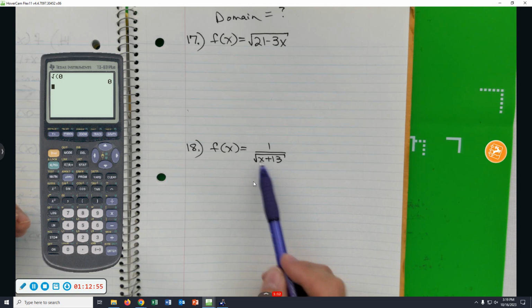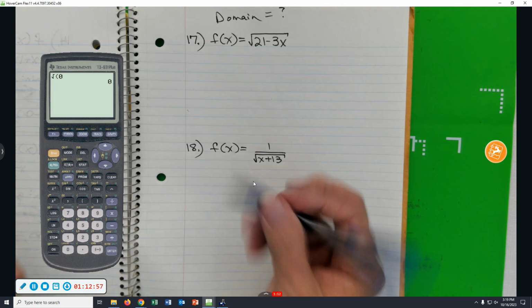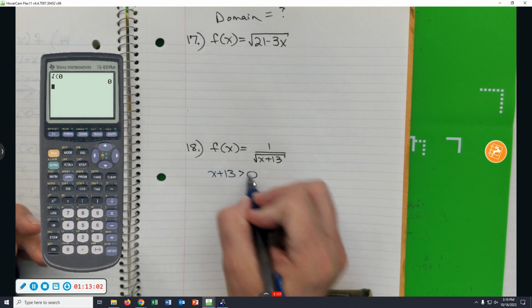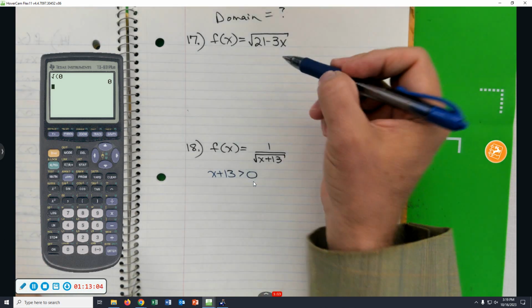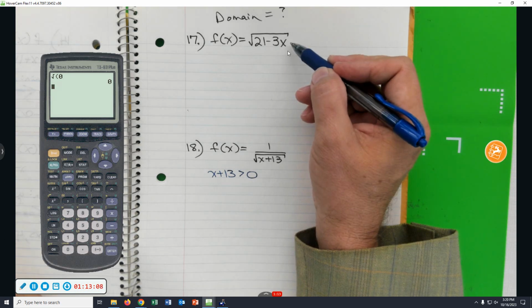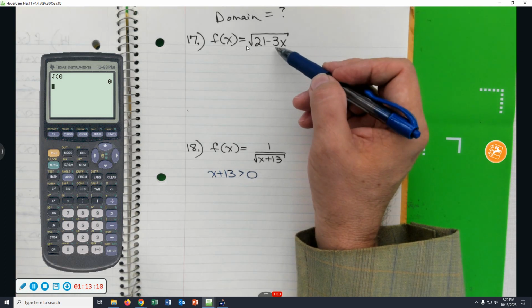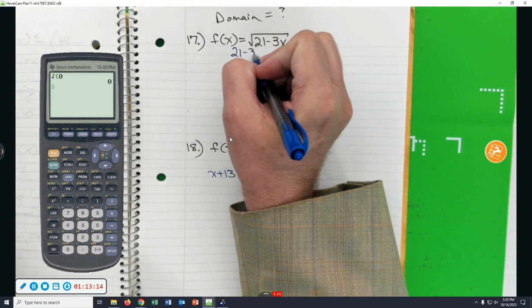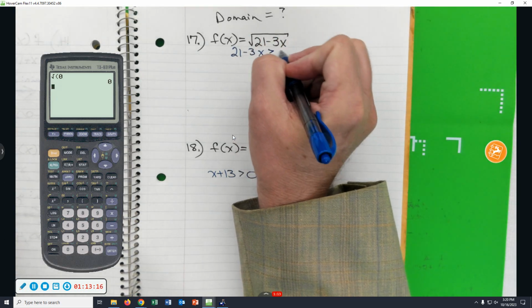It has to be greater than 0. x plus 13 can't equal 0. It just has to be greater than 0. But this one here, that square root's not in a denominator. Now remember, we don't want it to be negative under there. So 21 minus 3x has to be greater than or equal to 0.